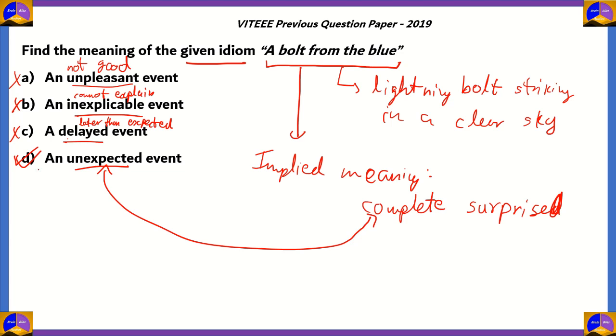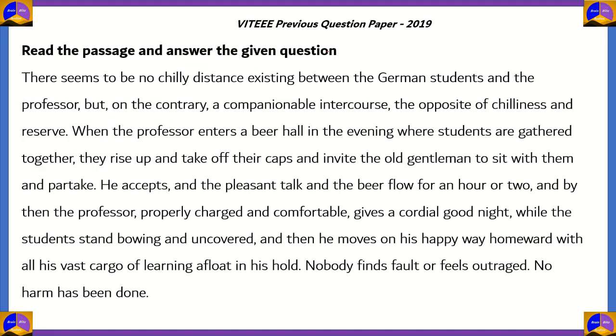So option D is the correct option for this question, which was asked in 2019. Now we have the final question of this episode. Read the passage and answer the given question. So let's read the passage.